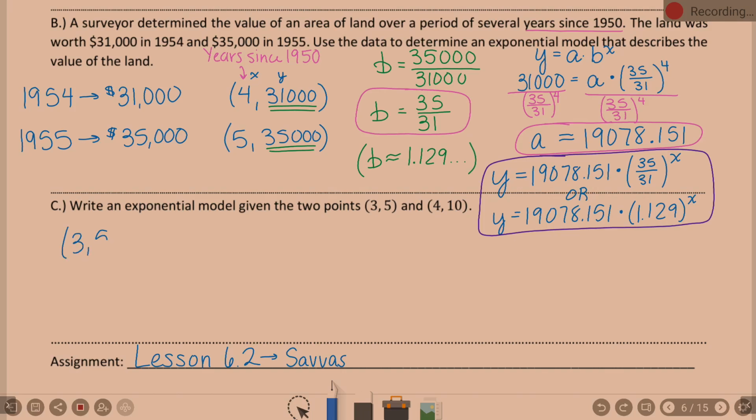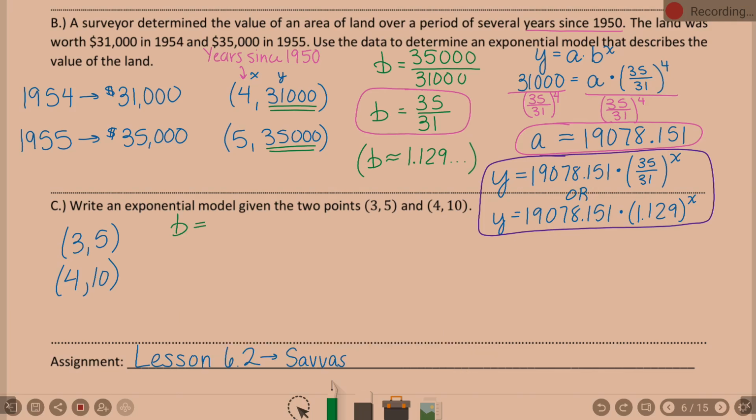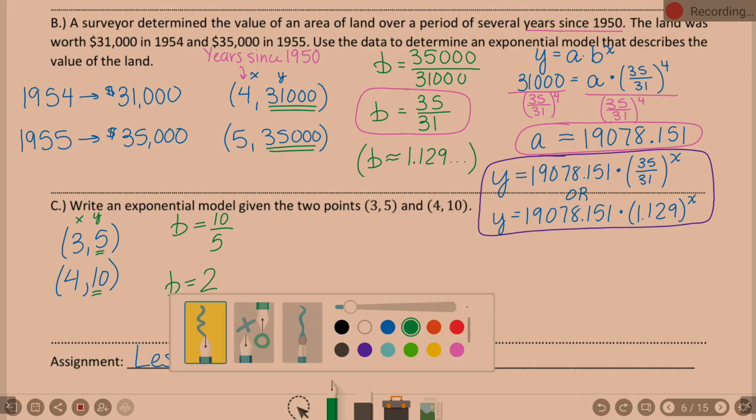So 3, 5, and 4, 10. Did they give me consecutive data points? They did, 3, 4. So we're going to start off by finding B. How do we find B? B is going to be 1 over what? 10 over 5. Okay. It's going to be your y values. So 10 over 5. And even this, it even comes out to be a whole number. Oh my goodness. B is 2.